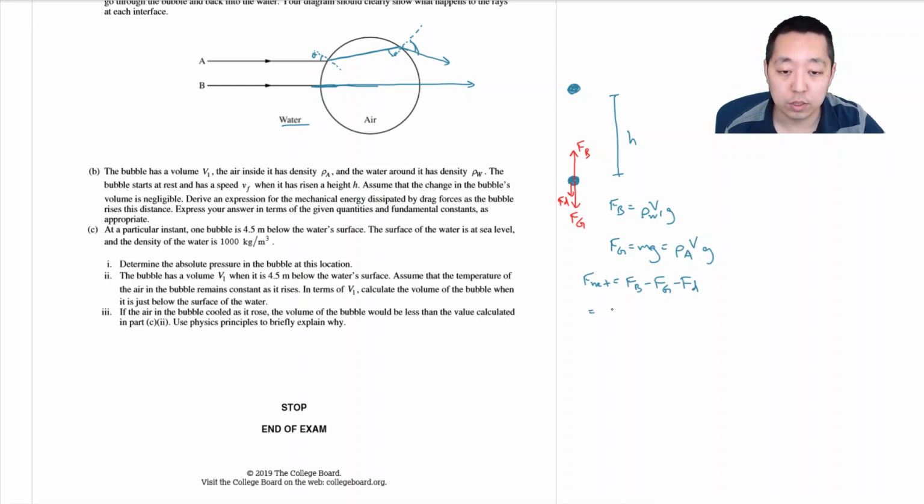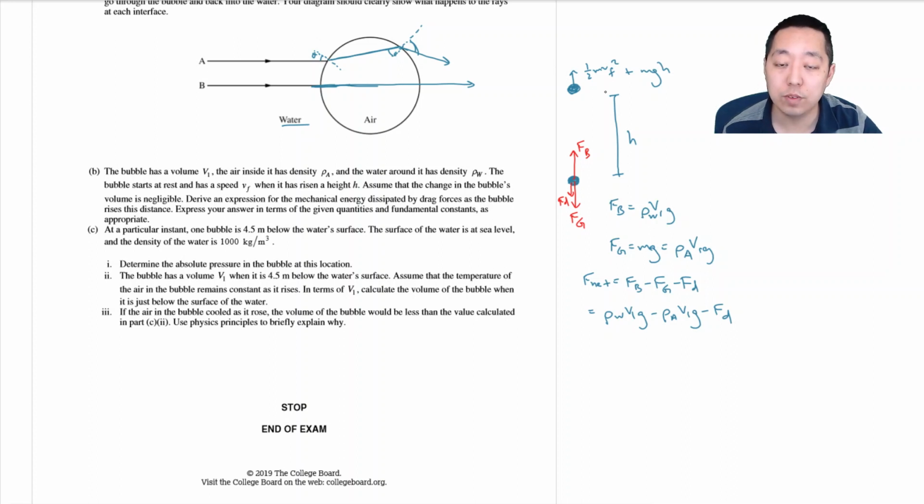Okay, and so that equals rho W, I could factor out, it's rho W V1 g minus rho A V1 g minus FD. Okay, so this is the net force. Now, why do we do this? Well, one of the things the net force does is, as it travels this distance, this thing gained potential energy, and it also gained kinetic energy, because out here it's traveling at 1/2 vf squared, right? And it also gained some potential energy.